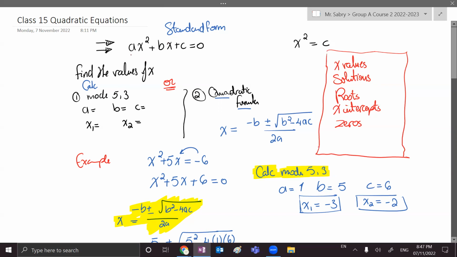As long as you're using the standard form, which is this one right here, ax squared plus bx plus c, everything needs to be on one side equal to 0. Any questions here again?